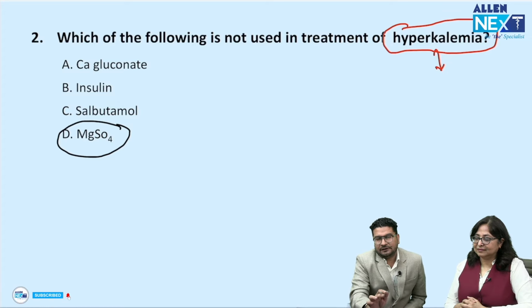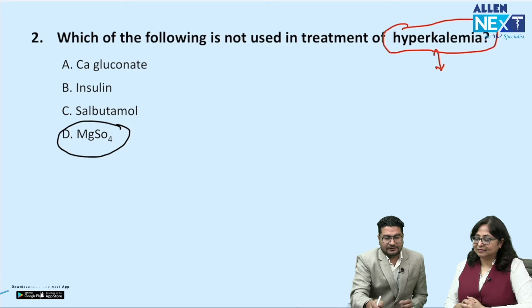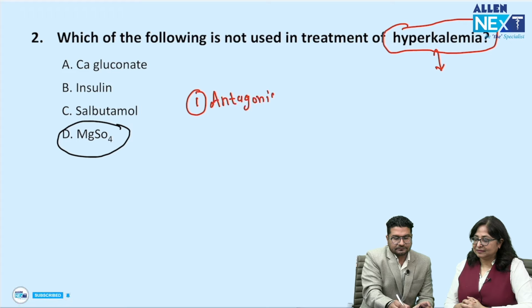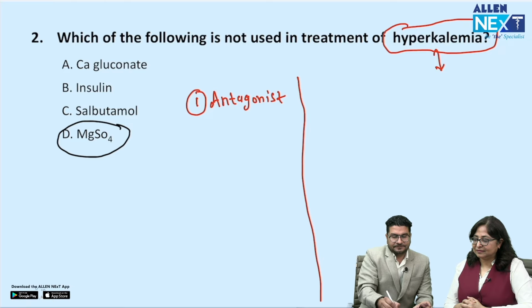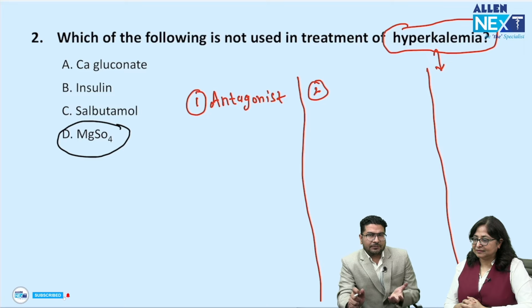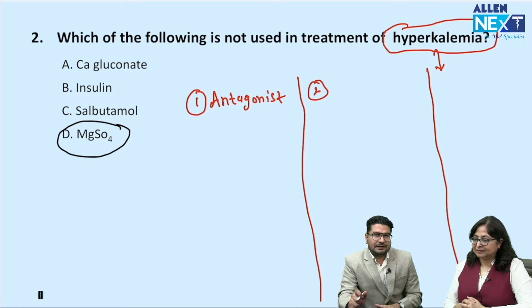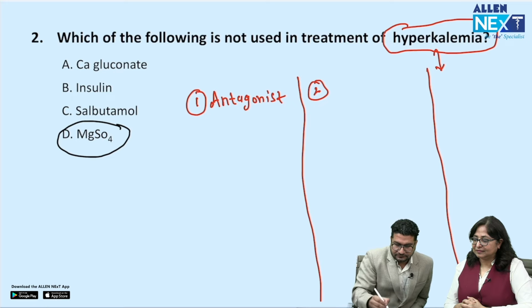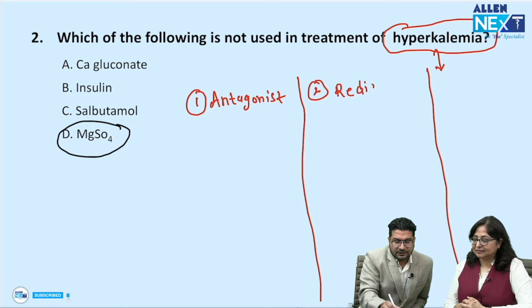This is one of the dangerous complications, so you have to manage this. We have 3 things we can do. First, we can give something which will act as an antagonist to potassium. Second, we can take the potassium which came into the blood and send it back into the cell. That is what we call redistribution. So you can send them back: redistribution.